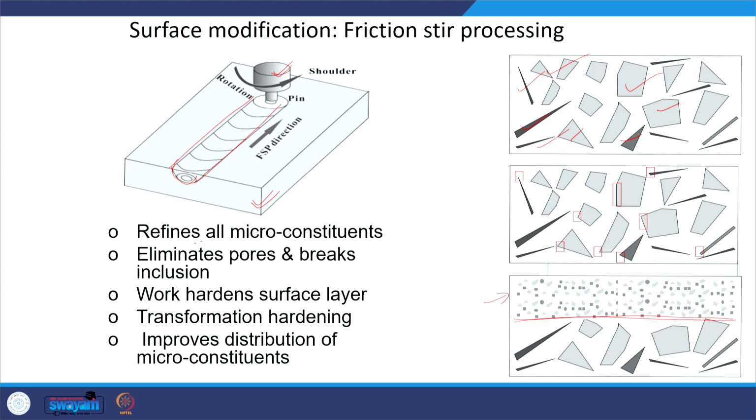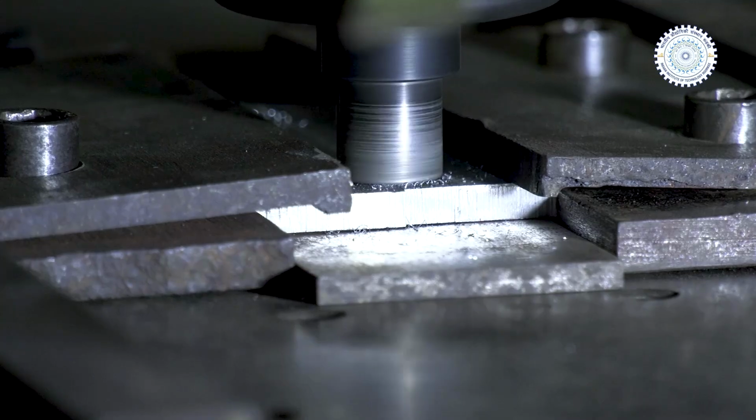So, what FSP does is that it refines all the constituents, eliminates the pores and defects because of the consolidation, and it work hardens the surface layers, and in case of transformable metals like steels, even transformation hardening can be observed, and also it helps in a more improved distribution of the microconstituents and alloying elements.